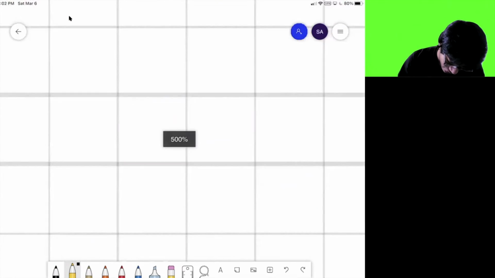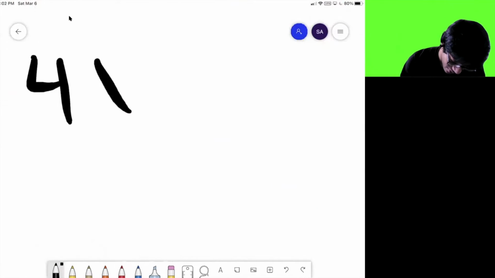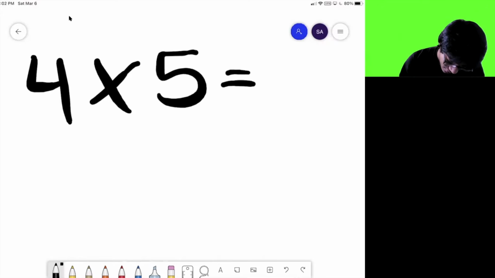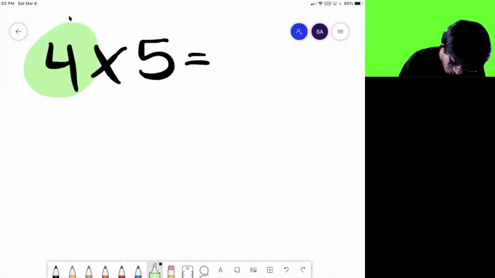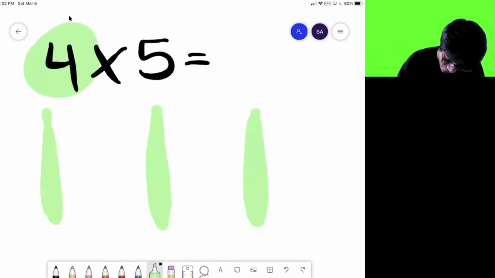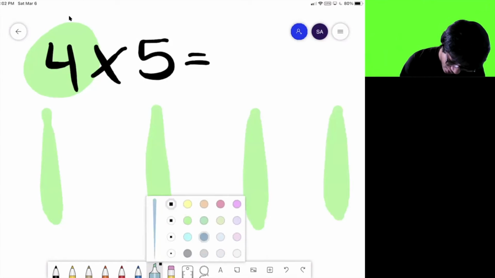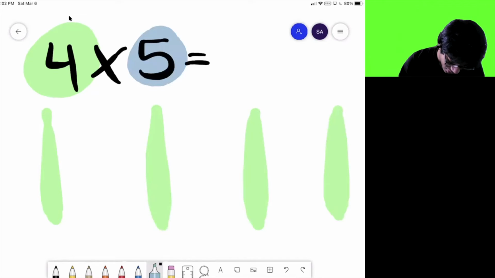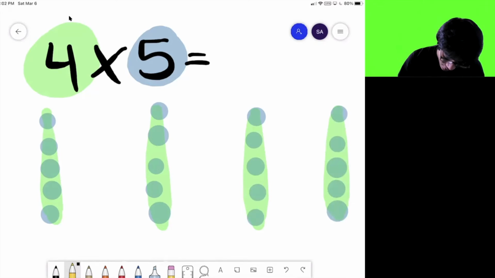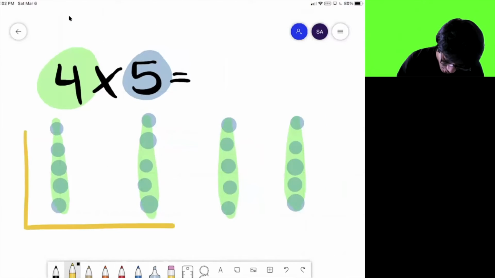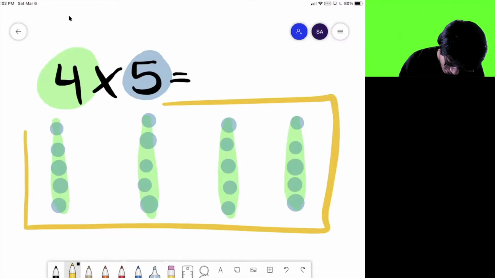So I'm going to write 4 times 5 is equal to. I have 4 columns, 1, 2, 3, 4, and I have 5 dots in each column. 1, 2, 3, 4, 5, 1, 2, 3, 4, 5, 1, 2, 3, 4, 5, 1, 2, 3, 4, 5. Now, count up how many dots in the whole shebang. How many dots are here?